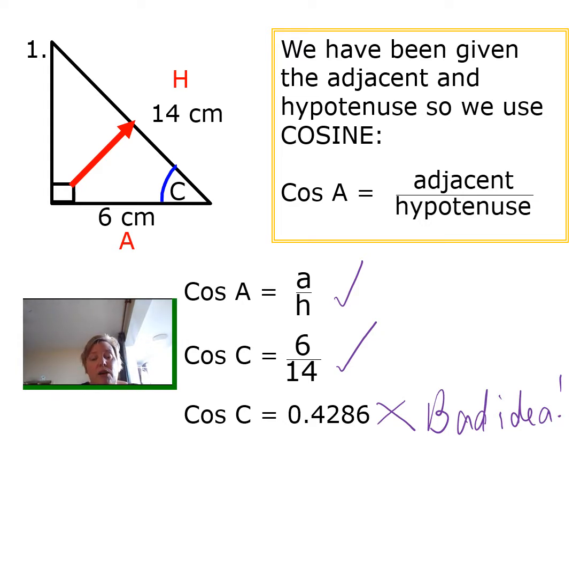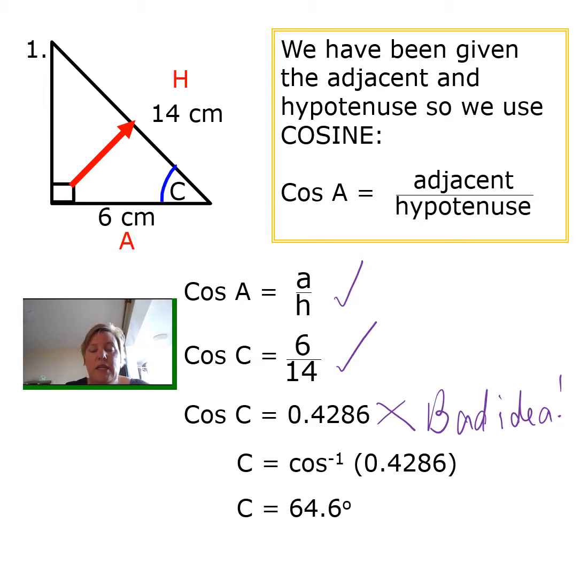All you have to do now is go shift cos, all right, or second function cos. Use your answer button to shove it around that, okay? And you should get an answer, which is 64.6 degrees. Now there's a degree sign on the end of there. If you get a decimal out here, it means you need to check your calculator. It may be on radians and not degrees.